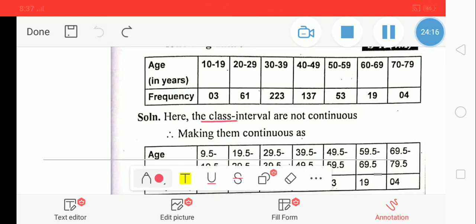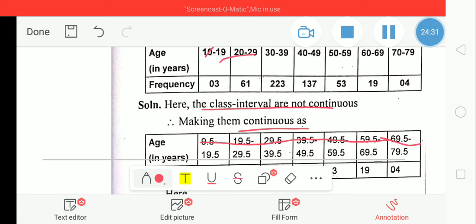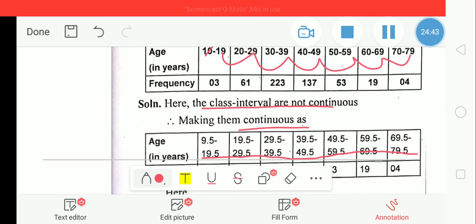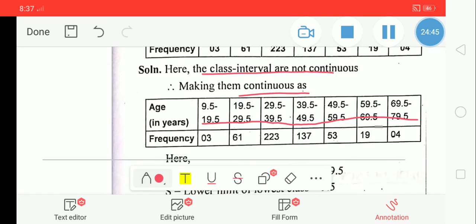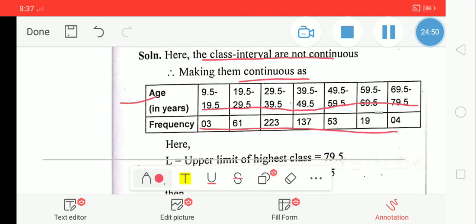Here the class intervals are not continuous, so make them continuous. In the first term we subtract 0.5, so we get 9.5, 19.5, 29.5, 39.5, 49.5, 59.5 and 69.5. For the second term we add 0.5, so 19.5, 29.5, 39.5, 49.5 and so on. This is the age in years, and this is the frequency.